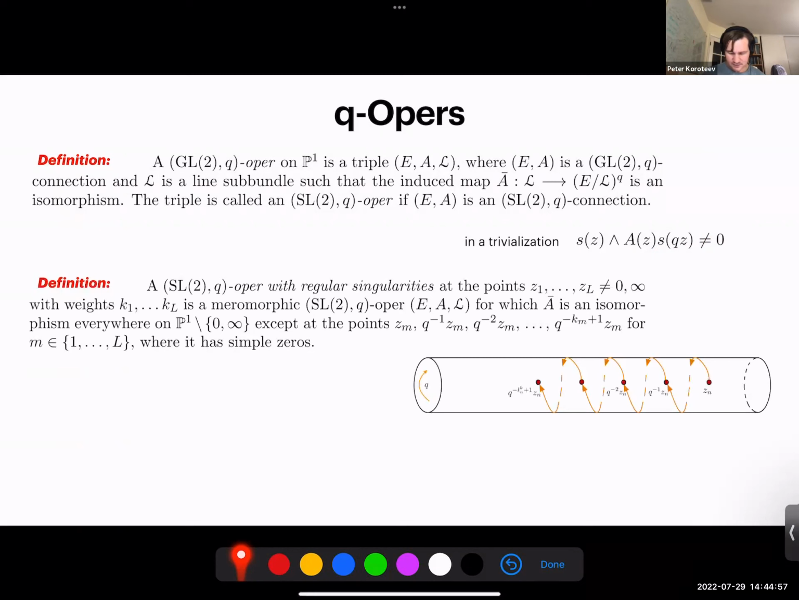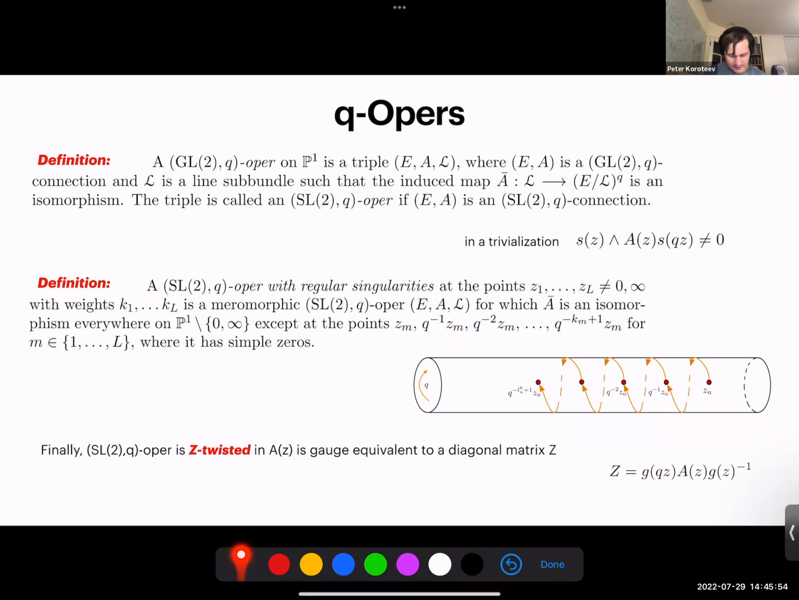Okay, so let's add those singularities. Now, we can allow this inequality to fail at certain points. If you think of your CP1 as, if you remove the origin 0 and infinity, it now looks like a C star, a cylinder, right? And this q action corresponds to winding around the cylinder. So you can allow this determinant to vanish at certain points. Let's call them z_1, ..., z_m, where m goes from 1 through L, and also at certain q-multiples of those z_m. So you form a tower of those points where this isomorphism fails. So these vectors are actually linearly dependent.